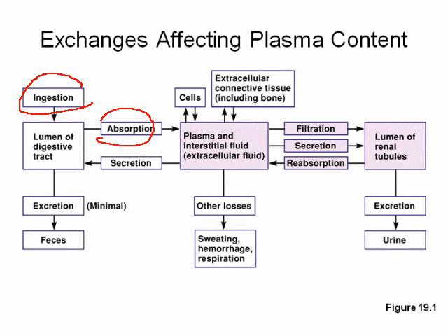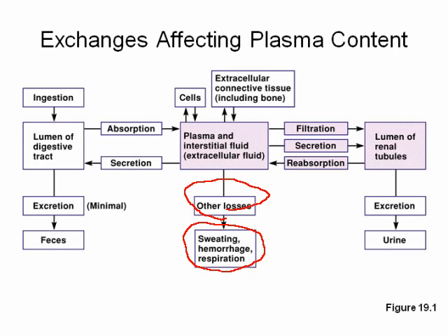The water, electrolytes, etc., get absorbed into the plasma and interstitial fluid, that is the extracellular fluid compartment. There is some exchange with cells, both material moving into cells as well as material leaving cells. Also, extracellular connective tissue, such as bone. Some materials may be incorporated there and stay there. There may be some exchange going on. There can be other losses, such as sweating, hemorrhage, respiration. These, of course, affect primarily fluid, but some of it the electrolytes as well. Sweat, of course, contains a fair amount of electrolyte.